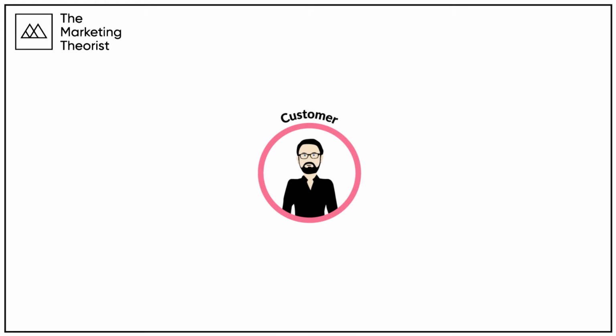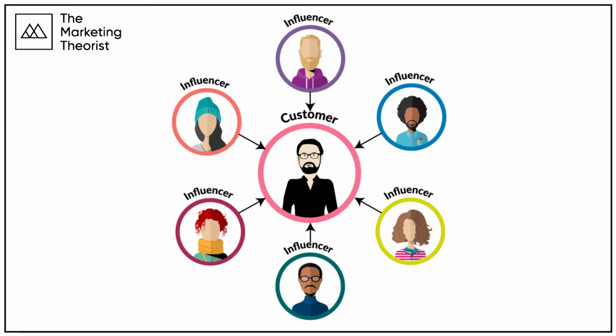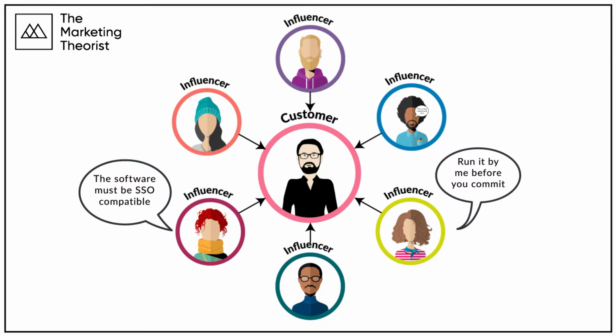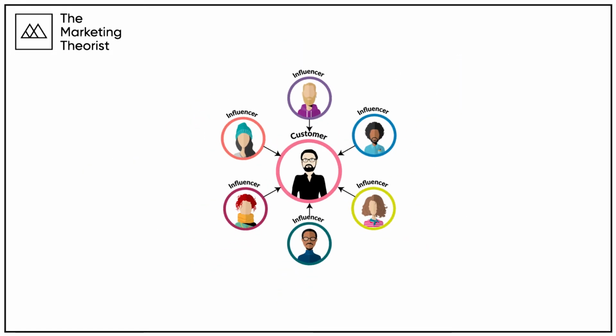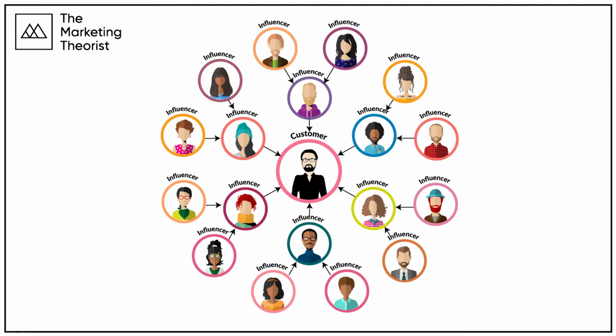Take this handsome chap. He represents a customer, and while he may make the final purchase decision, others will often influence that decision. Now, these may be people with some authority over the choice he makes, or people who are affected by that choice, or simply people whose opinions he listens to. And to complicate things further, each of these primary influencers are themselves influenced by others. Our customer is actually sitting in the center of a vast interconnected web of influence.